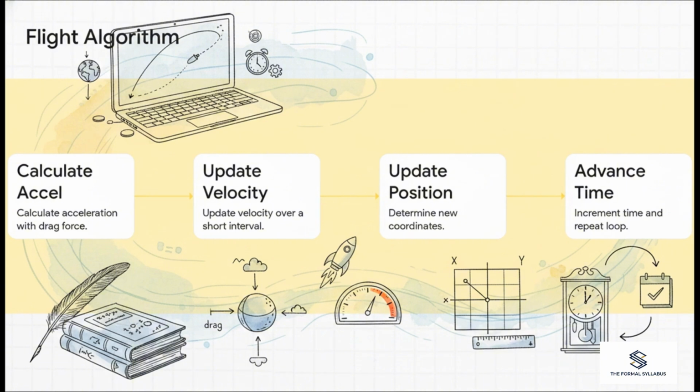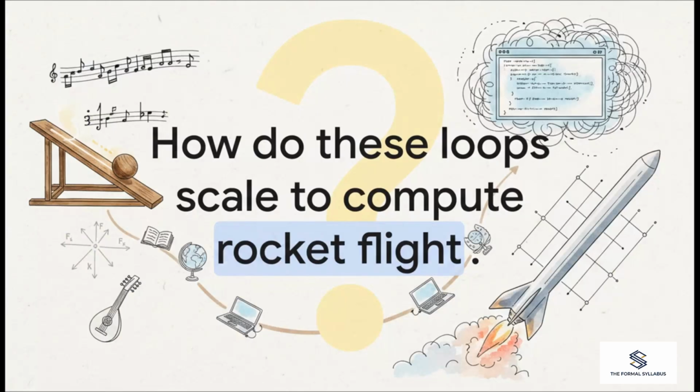Step 1. You calculate the acceleration at one exact instant, accounting for the drag force. Step 2. You use that acceleration to update the object's velocity for just a tiny fraction of a second. Step 3. You use that new velocity to update the object's physical position. And Step 4. You advance the clock by that tiny fraction of a second and loop right back to Step 1. By repeating this cycle thousands of times a second, laptops can map the exact, messy trajectory of literally any real-world object.